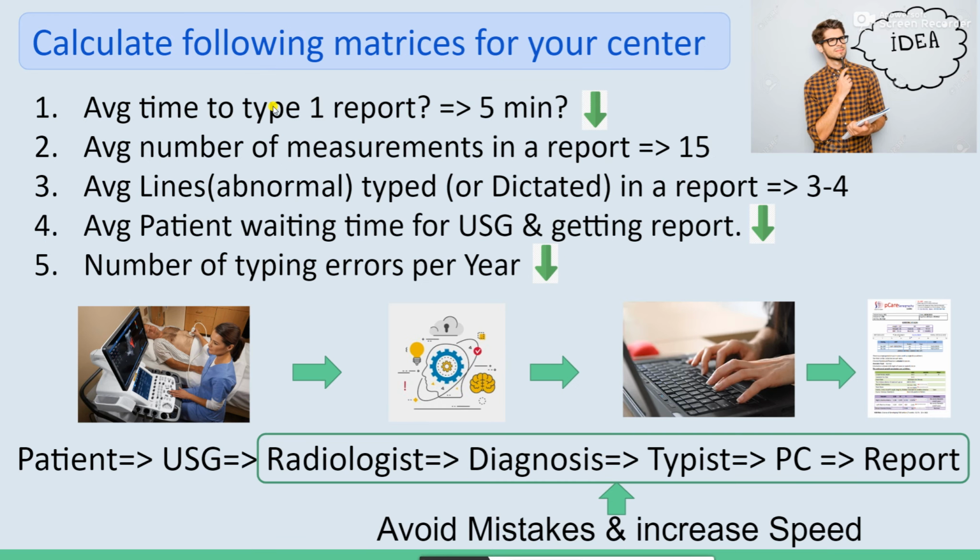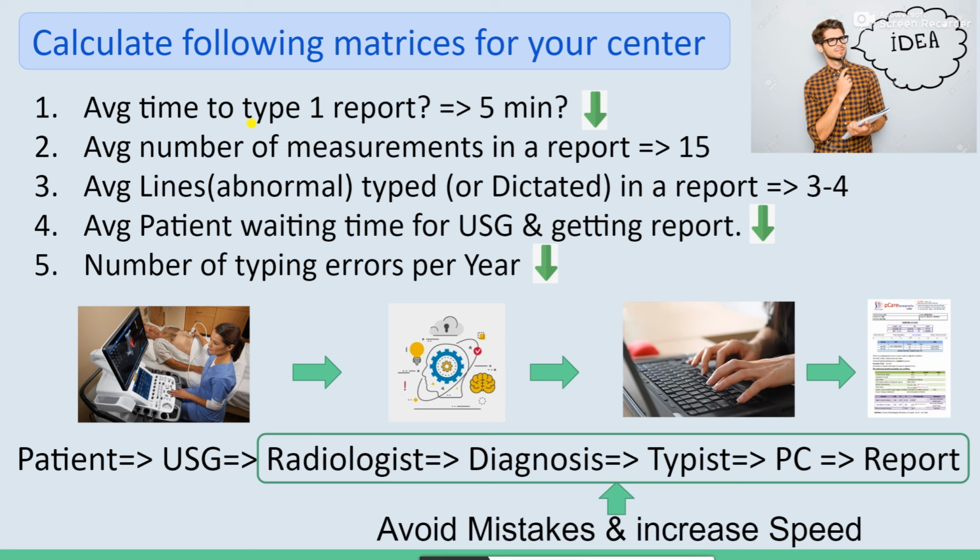To make the center more systematic, you can ask a few questions. For example, what is the average time taken in your center to type one report? Are you taking 5 minutes, 4 minutes, 3 minutes, whatever it is? Okay, you are the best judge.